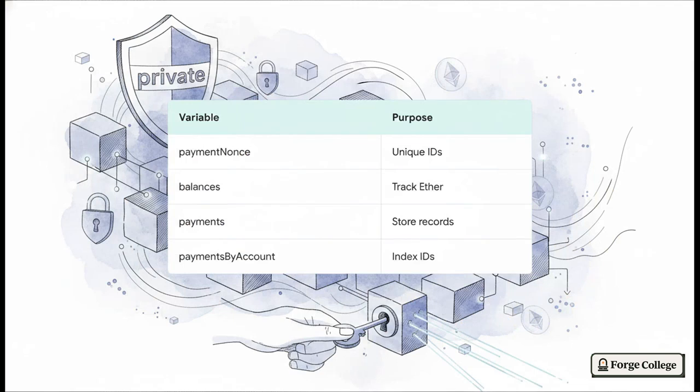Now take a look at our engineering bill of materials here. We've got our paymentNonce for tracking unique IDs, balances to keep track of held Ether, payments to store those full struct records we just talked about, and paymentsByAccount to index everything.